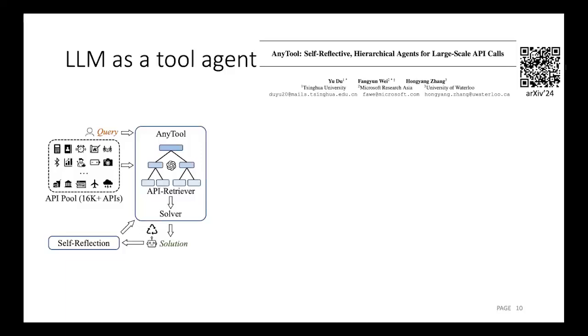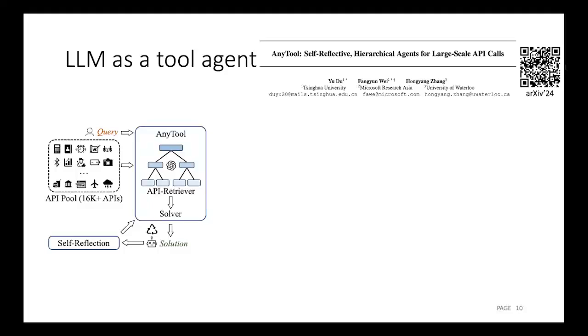And here is another example. This is a joint work with Yu from Tsinghua University and Feng Wei from Microsoft Research. In this task, we try to build a large language model as a tool-use agent. Let's say we have an API pool, which has more than 16,000 APIs. So this is a huge pool.